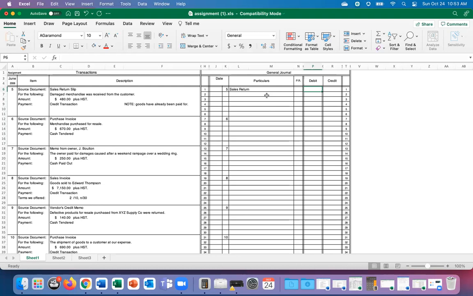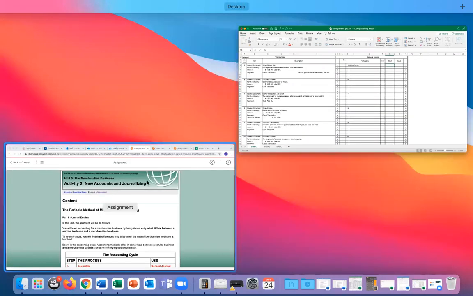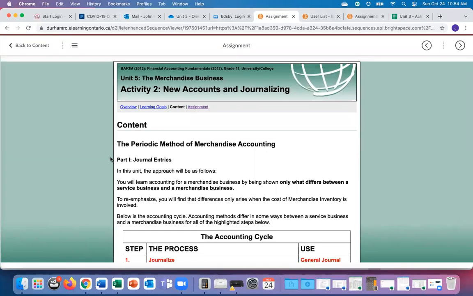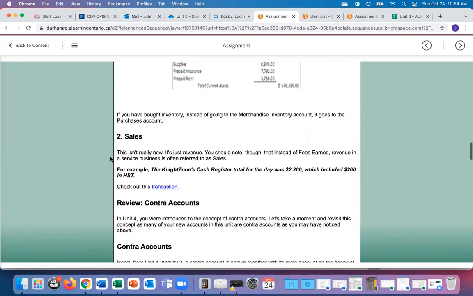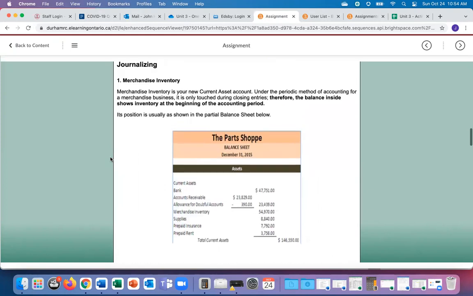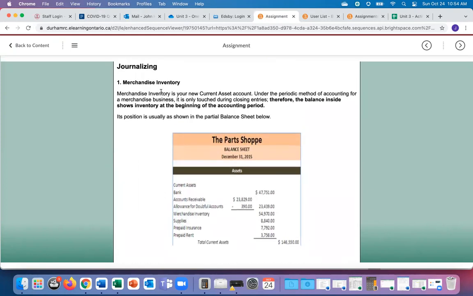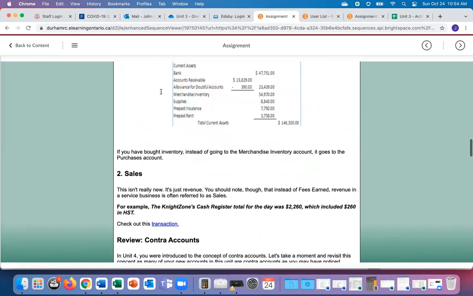Unlike some of our previous assignments, D2L actually has a really good explanation of each type of these accounts in the content section. And then they also have good examples to show you how to do these journal entries. So for this one, sales return, if we go to the content section for this unit and activity, if you scroll down, maybe about halfway down the page, they start telling you what to do in each instance, or what to do with each type of account.